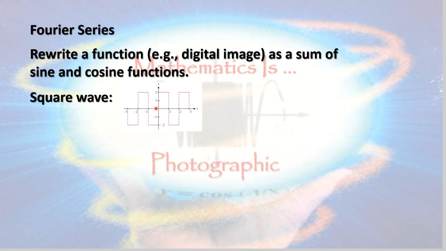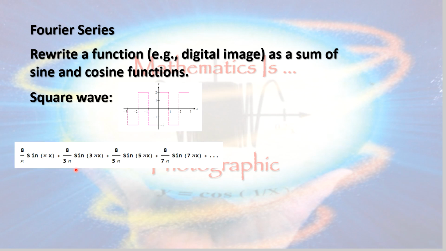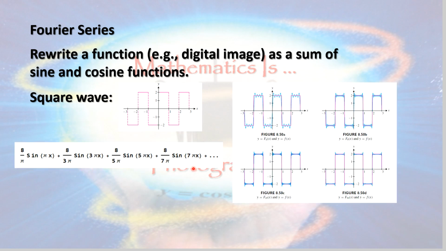A simple but important example is the square wave, which alternates between values of 0 and 1, or any other pair of values like -2 and +2 in the graphic shown. It turns out that this can be written in the following way. Here are some graphs as we include more and more terms of this series. Notice that even with only 10 terms, the approximation is very good in most places. The inaccuracies near the jumps will be important later.